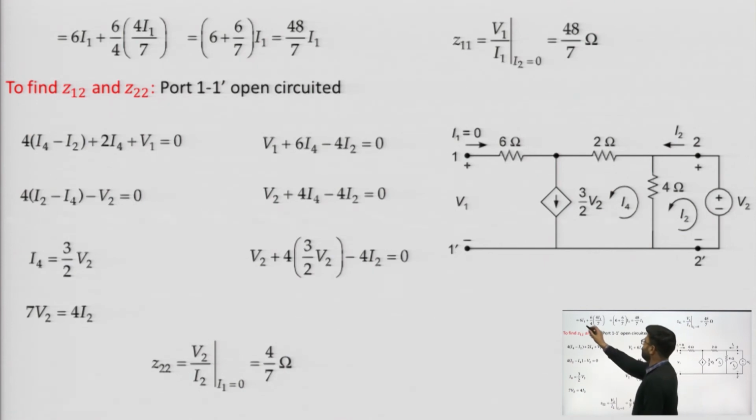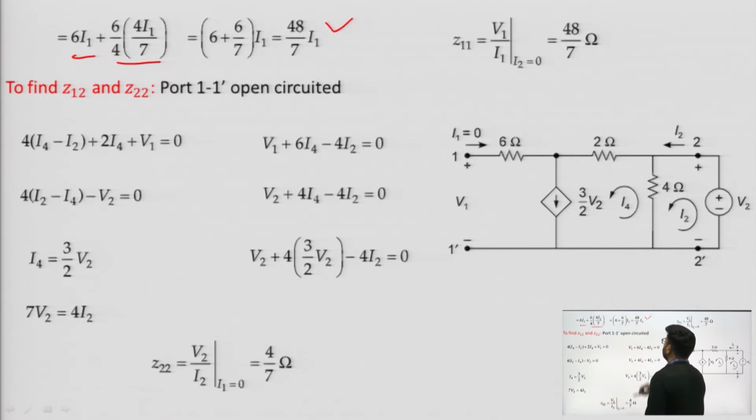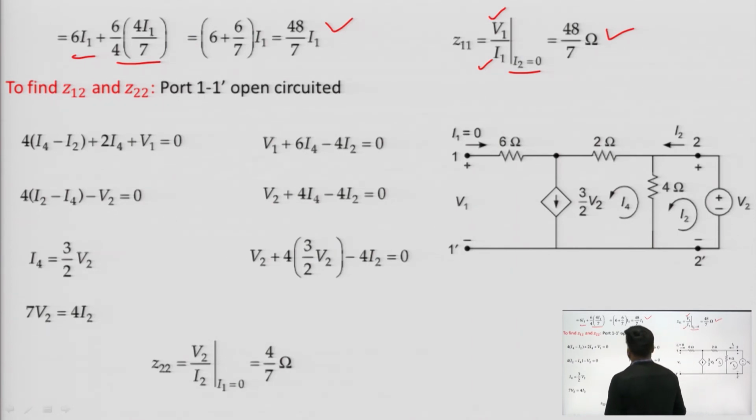So, 6 I1 plus 6 into V2 by 4, 4 I1 by 7. So, we will obtain it as 48 by 7. So, we have obtained Z11, which is the ratio of V1 by I1 with I2 equals 0, as 48 by 7 ohm. Now, we will obtain the next parameters Z12 and Z22 by keeping port 1 open.